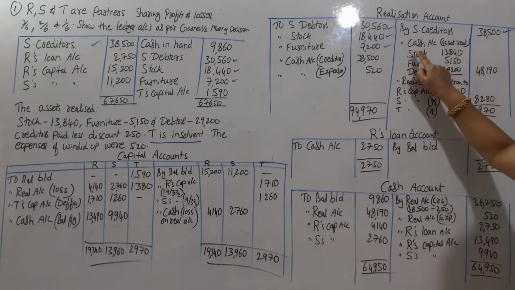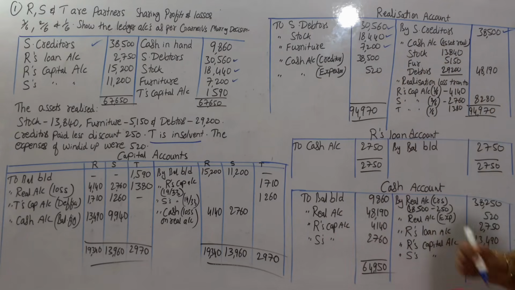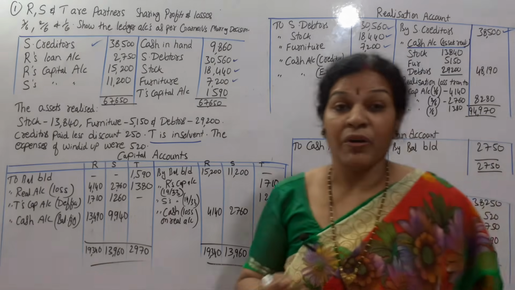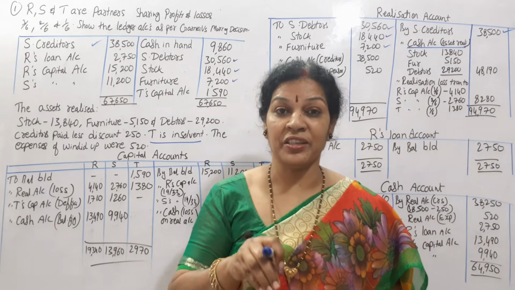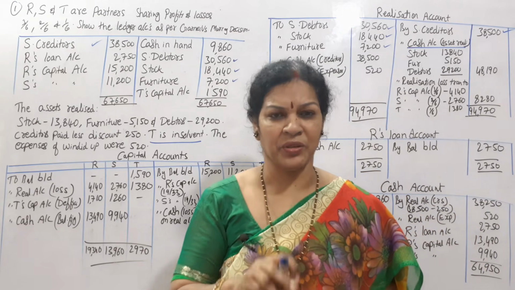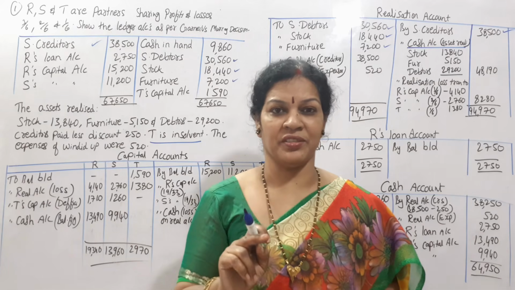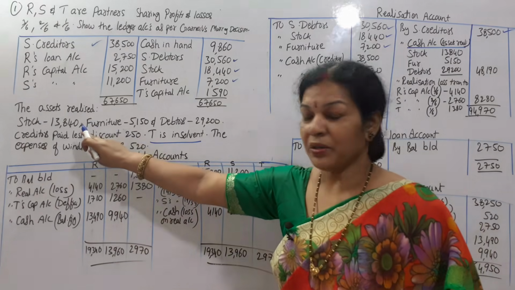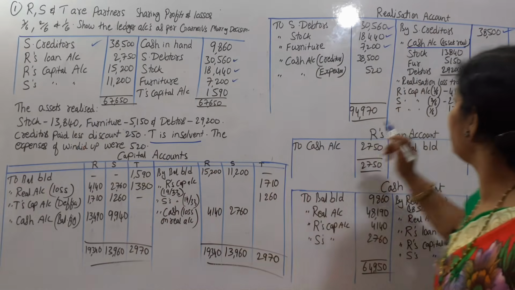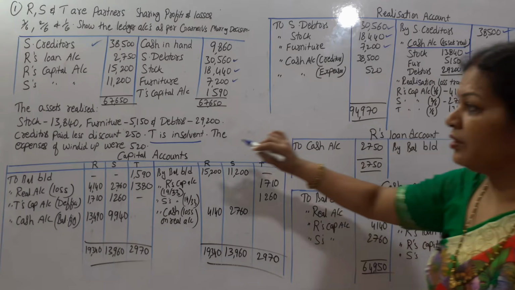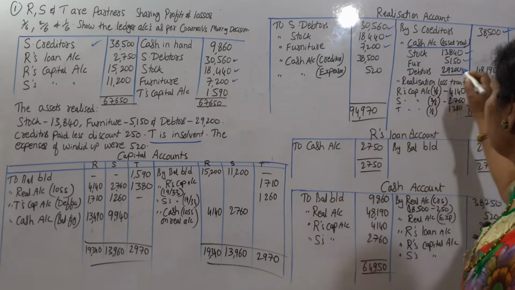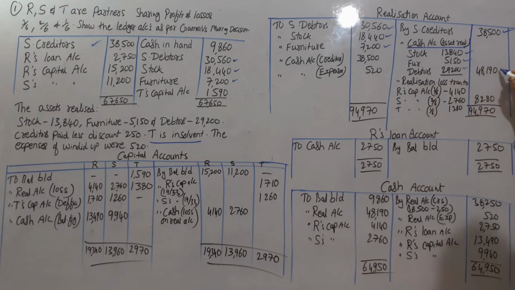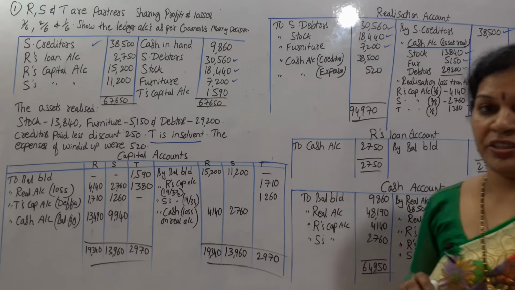So I have written here, you see, cash account, assets realized. Why are we writing cash? When we realize the assets, we are getting the cash. That is the reason we are writing by cash account. In brackets, realization of assets. What are we getting? Stock 13,840, furniture 5,150, debtors 29,200. So together it is coming to 48,190.